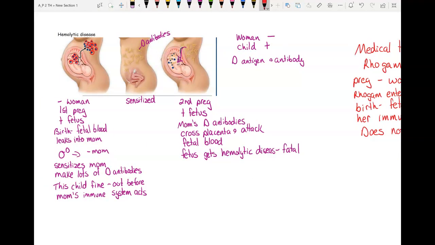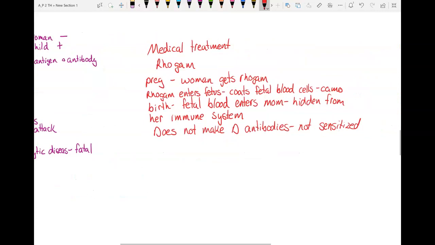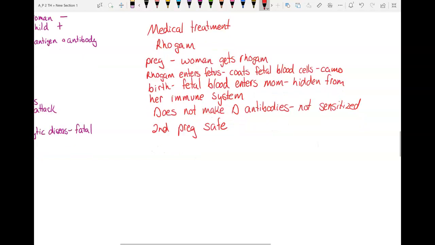So if the woman gets the RhoGAM shot, that would not happen. There would not be those D antibodies there. Then when she gets her second pregnancy, there's no D antibodies to go attack that next fetus. So the point of the RhoGAM shot is to protect your next child. The first child's going to be fine anyway because he's going to be born and out of there by the time the immune system makes all these antibodies. The shot is protecting the next kid.